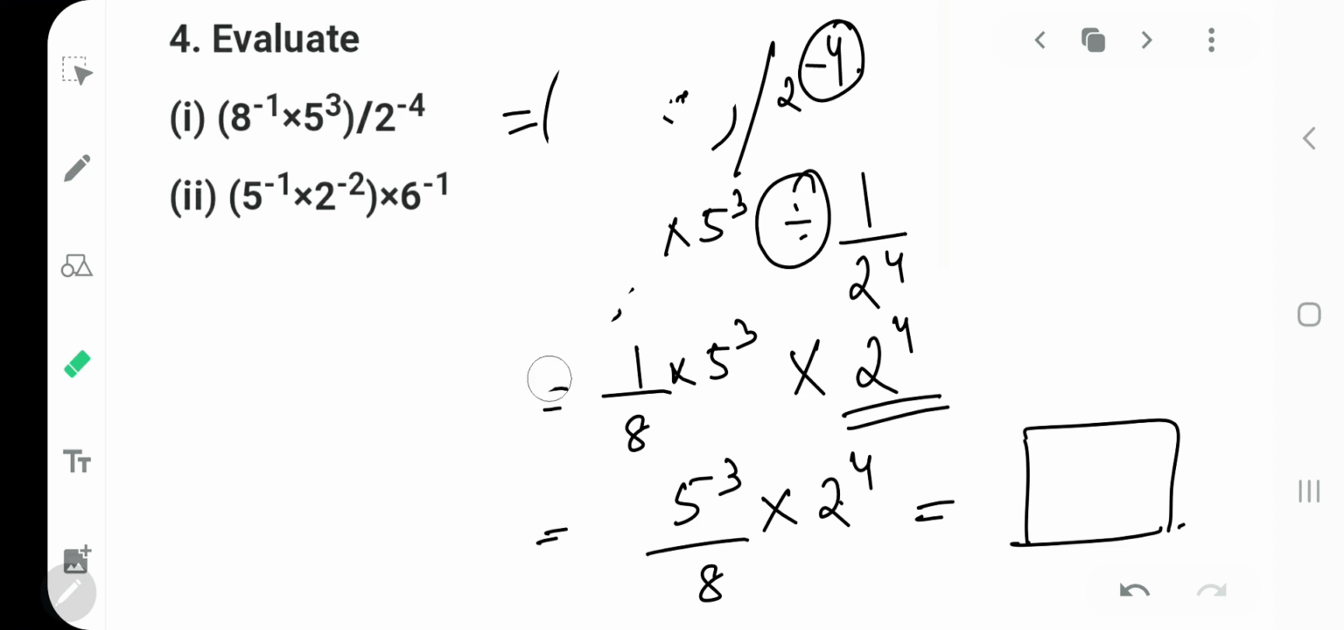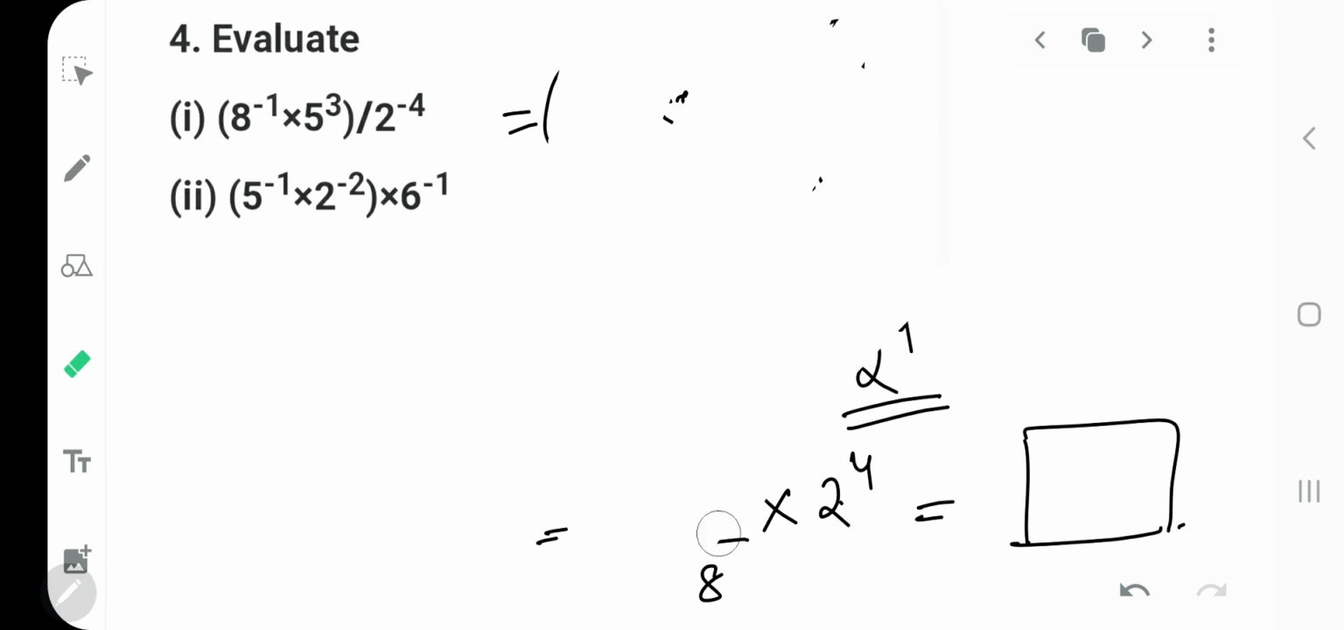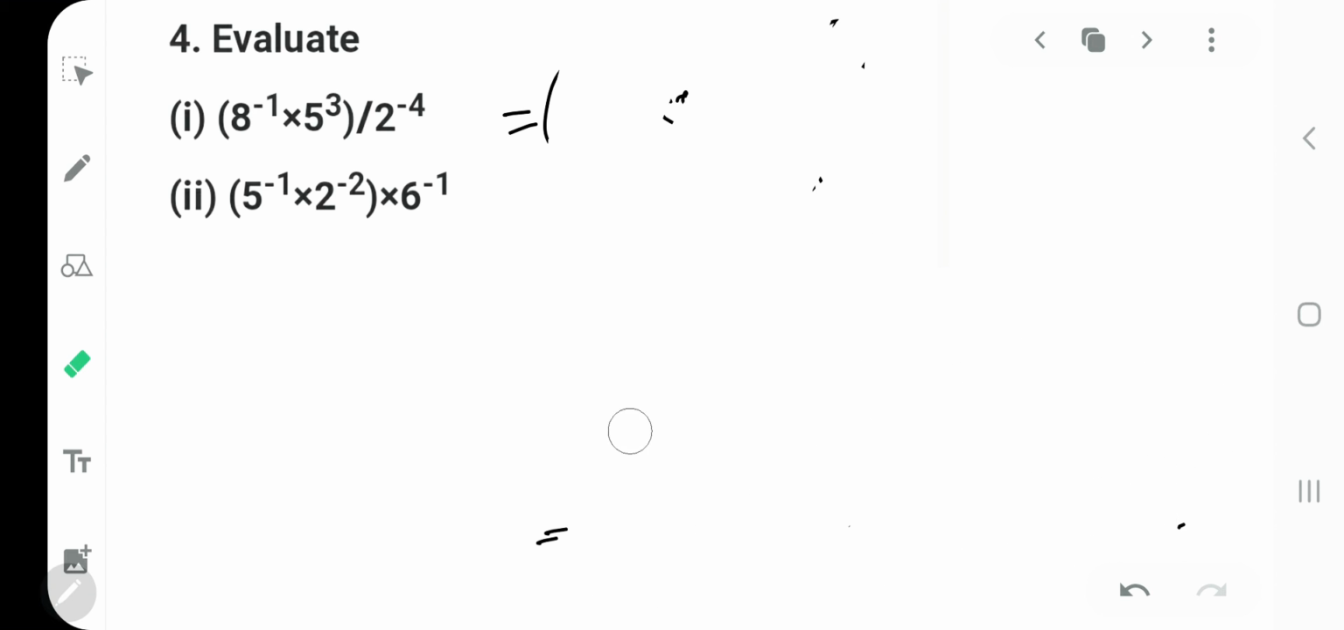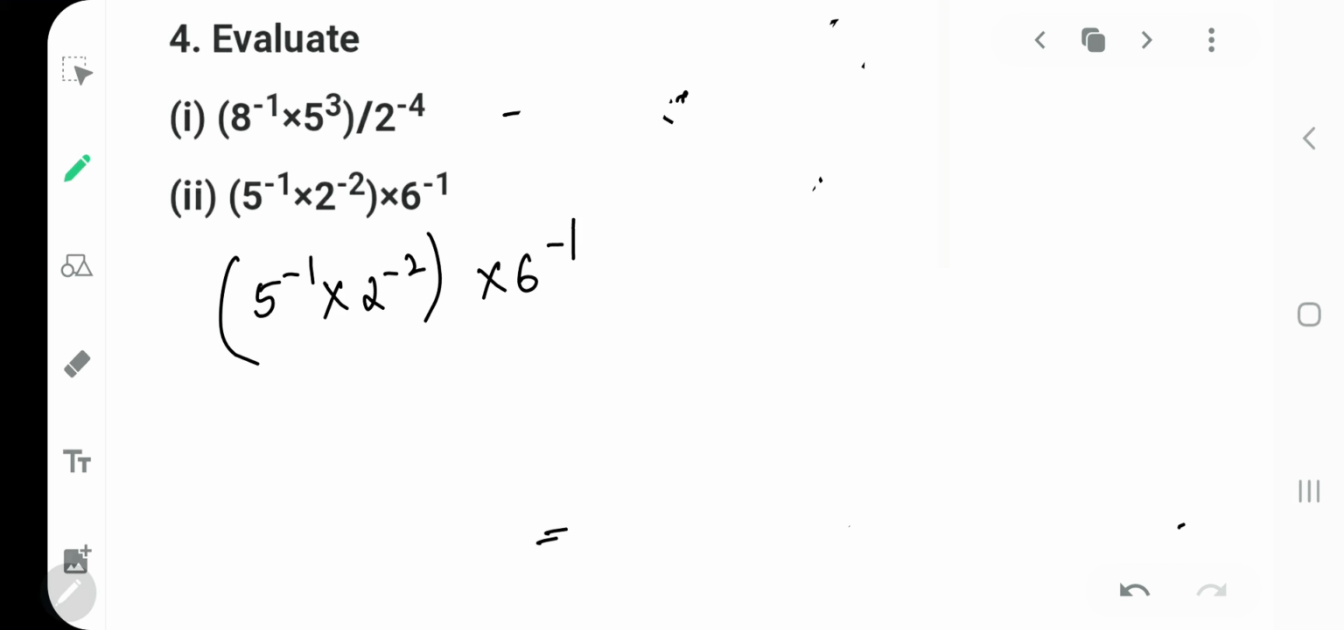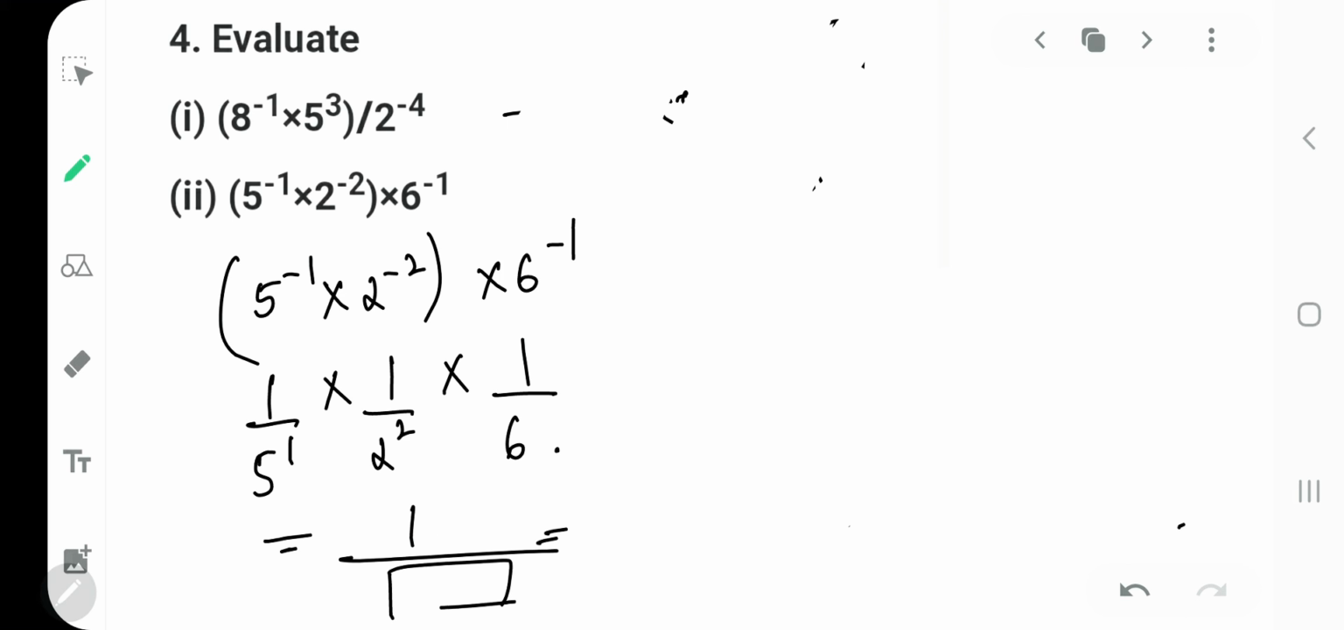Shall I jump on to the next part? And it goes something like this. 5 raised to minus 1 into 2 raised to minus 2 into 6 raised to minus 1. All the exponents are negative. You have to convert them into positive by reciprocating. So it will be something like this. And once you get this, yes, you have to open the bracket and solve the answer.